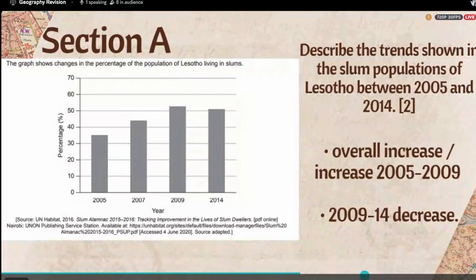Yes, you can. If you said peak in 2009 then went down, like it said in the mark scheme, it says 2009 to 2014 decrease. So as long as you describe a trend, I'm sure it'll be correct. The issue with this mark scheme was that it wasn't too descriptive, but it did give you some leeway.